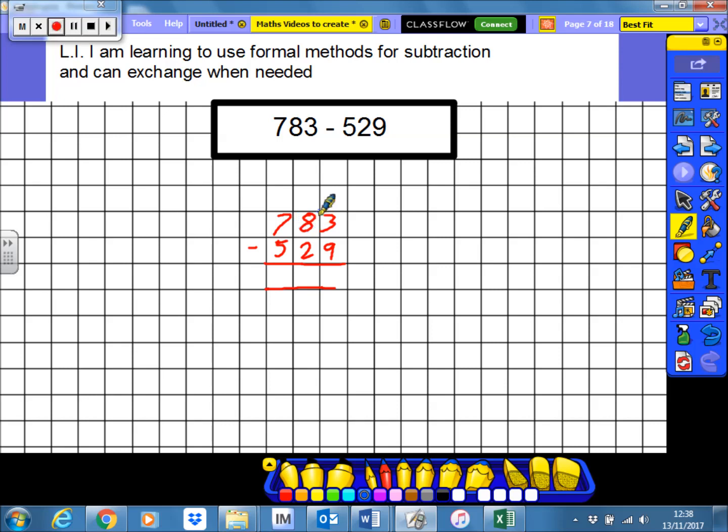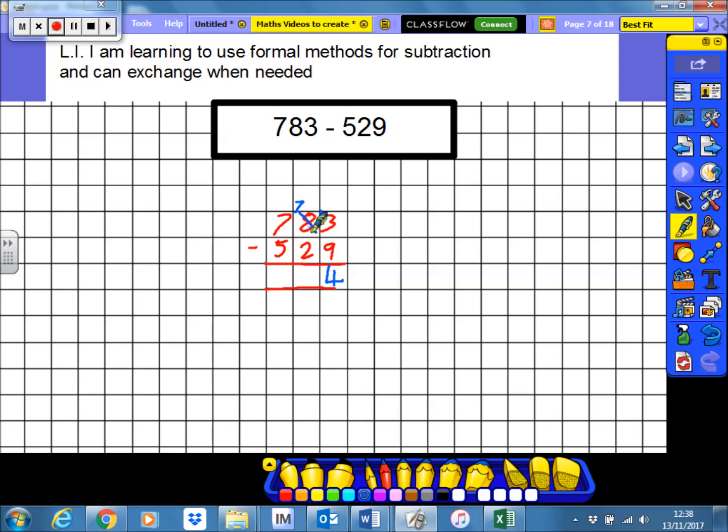So what we need to do is we need to exchange. We're going to go to the tens column here. And we're going to take a 10 away. So we now only have 7 tens in this column. And we're going to exchange one of those tens for 10 units. So we are passing a 10 down from the tens column into the units column. So we lose a 10, but we gain 10 units instead. So we now have 13 units. 13 take away 9, we can do. The answer is 4. And then we just carry on as normal.